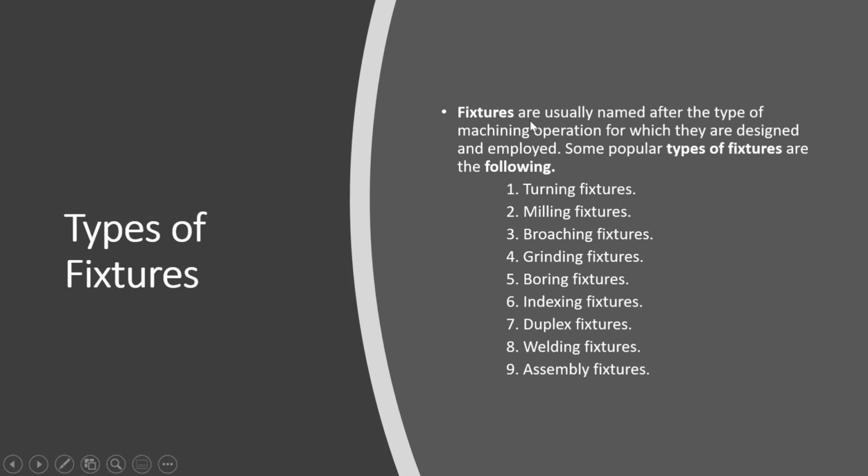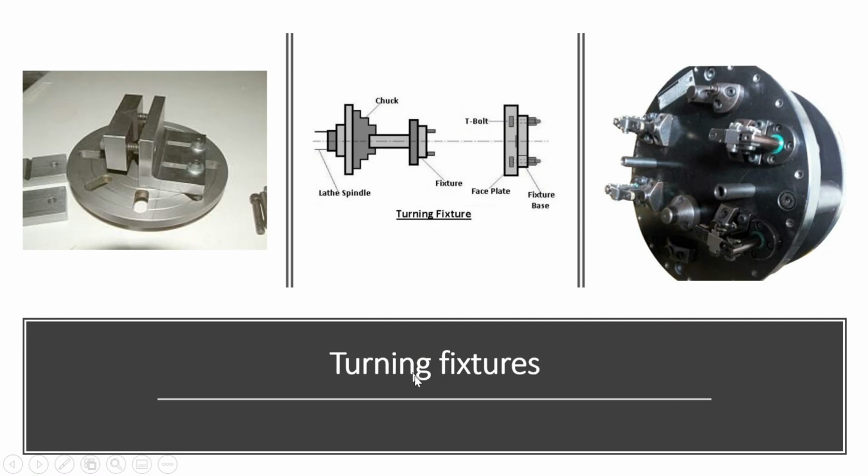So types of fixtures are usually named after the type of machining operation for which they are designed and employed. Some popular types of fixtures are listed below. From that we will see one by one. The first one is the turning fixture.